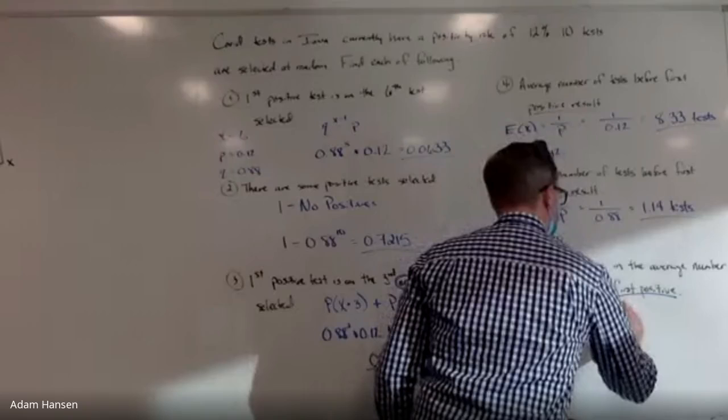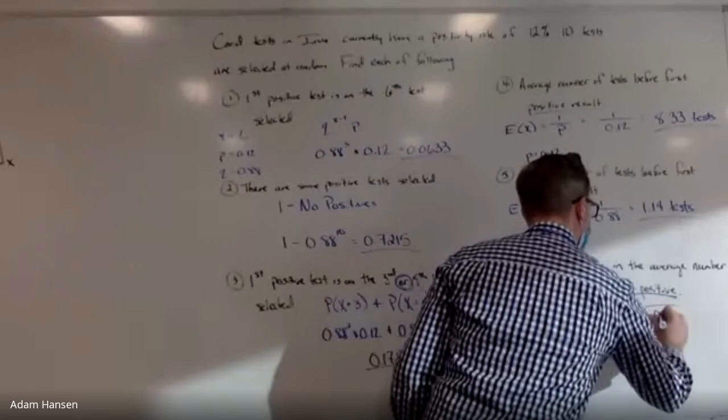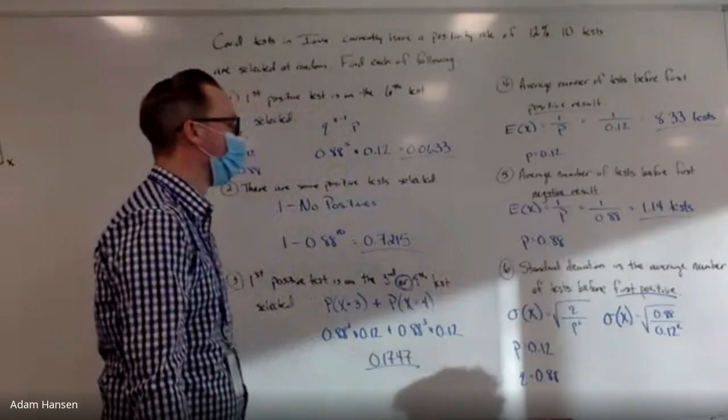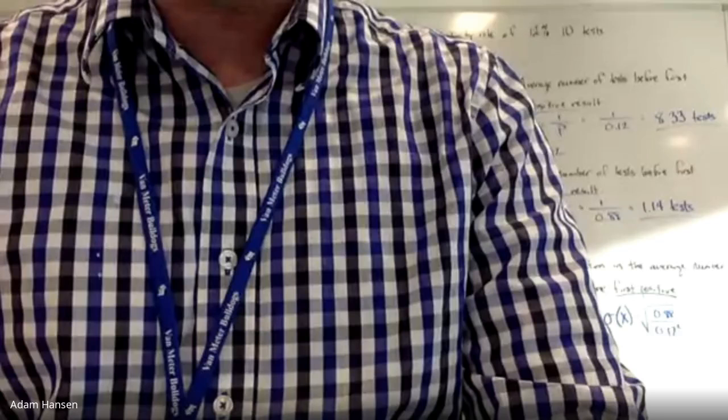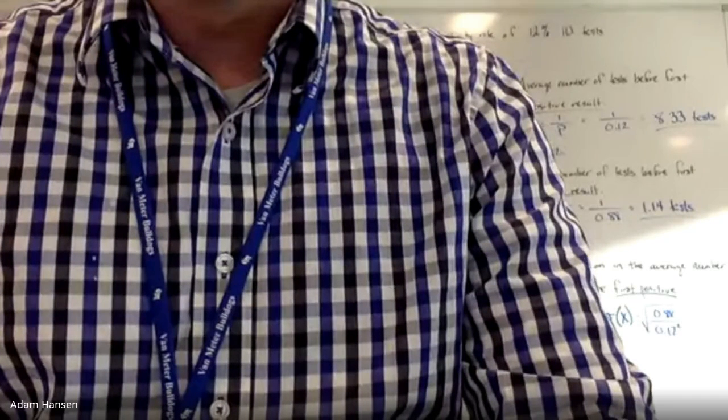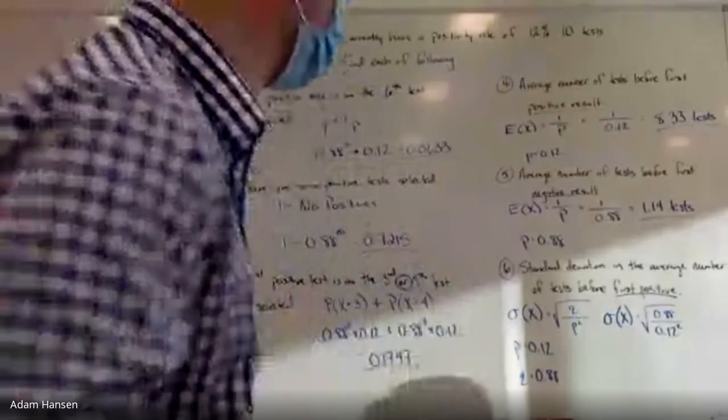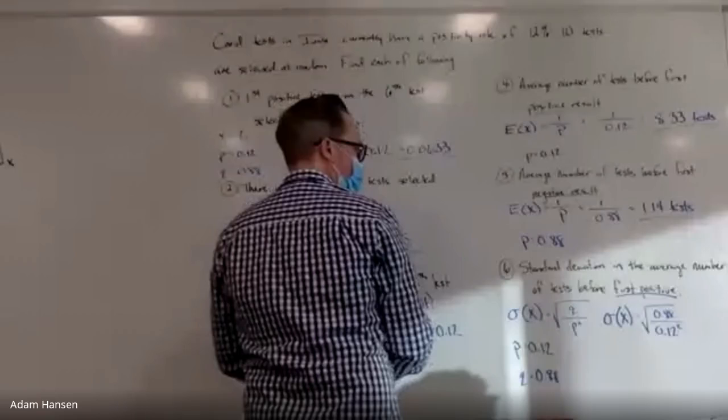Let's see what we got here. So, looks like it's going to be 88% divided by 12%, square rooted. About 7.817. First positive is 8.33 and the standard deviation is 7.817. There's a lot of variability.